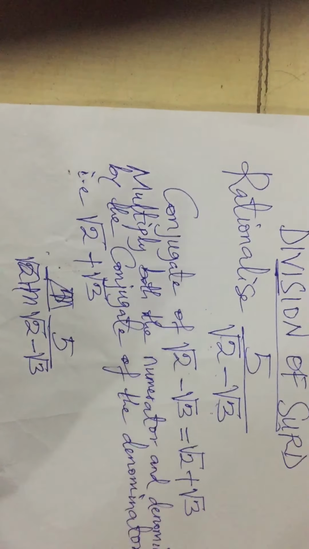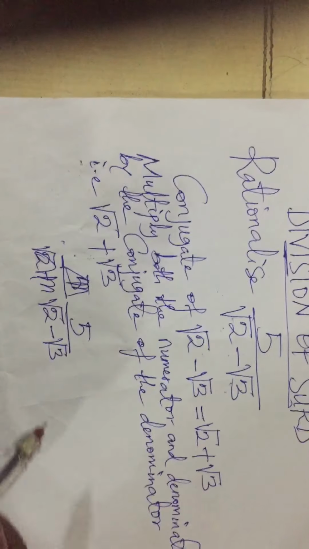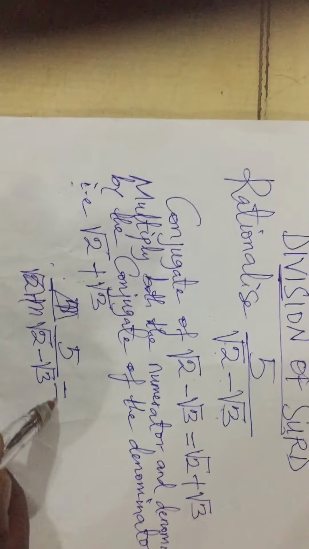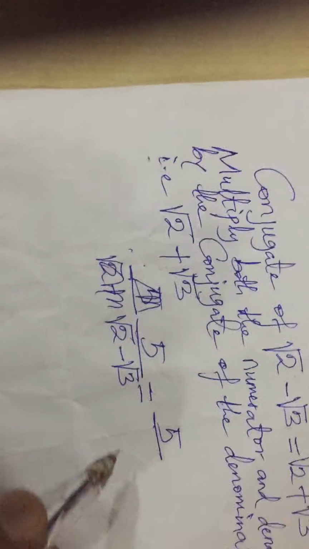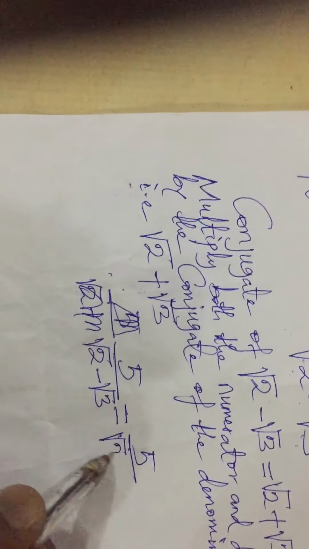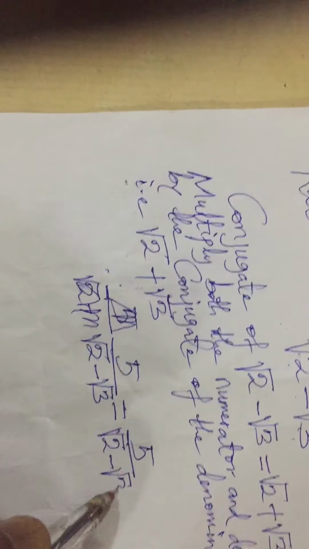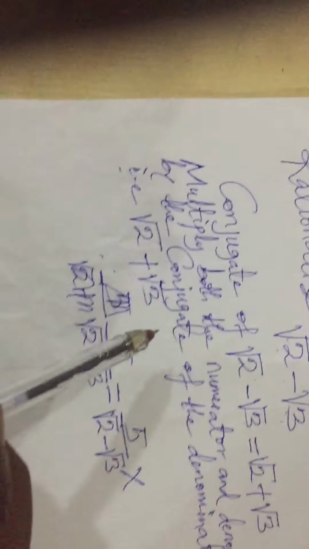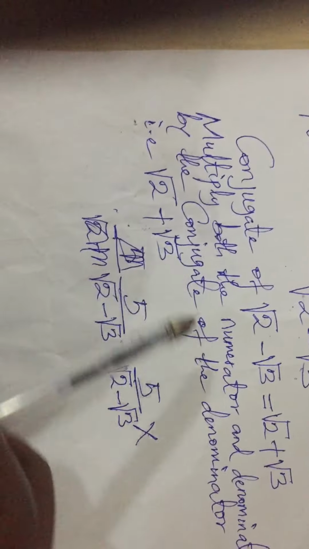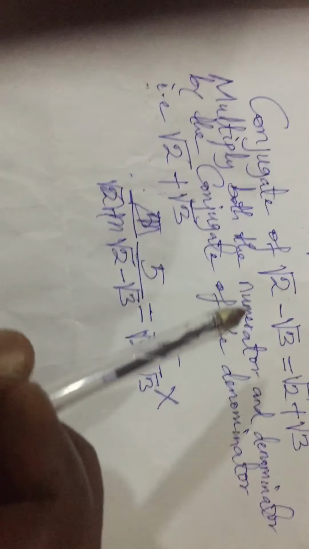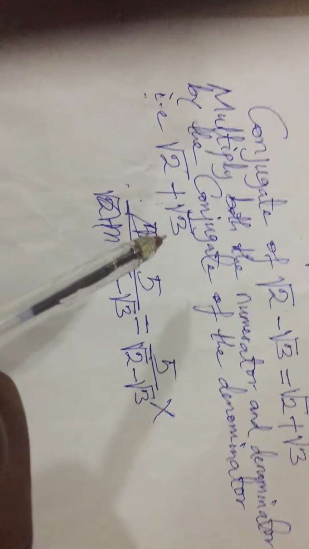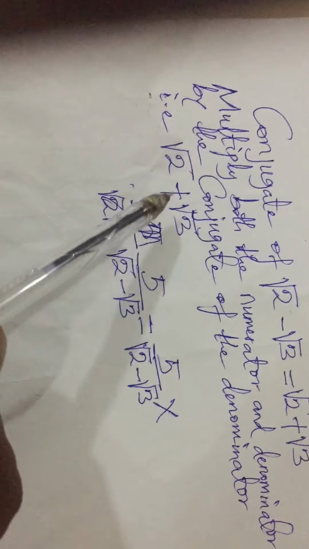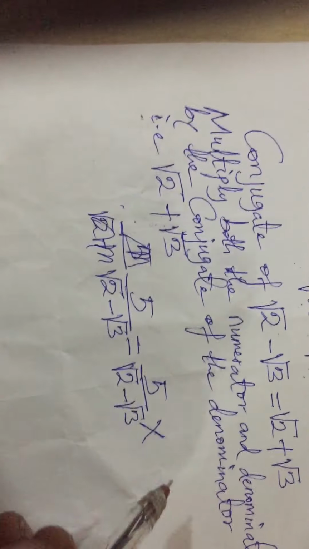5 over root 2 minus root 3. Rationalizing this, I'm going to have 5 over root 2 minus root 3 times, following what I have written here, multiply both the numerator and denominator by the conjugate of the denominator, that is root 2 plus root 3. So we bring out the conjugate, which is already root 2 plus root 3. We write it out.